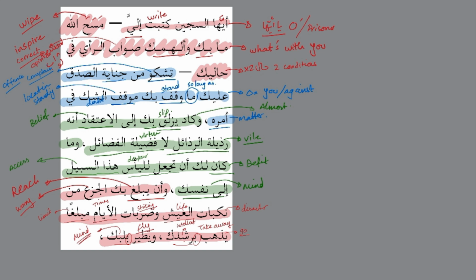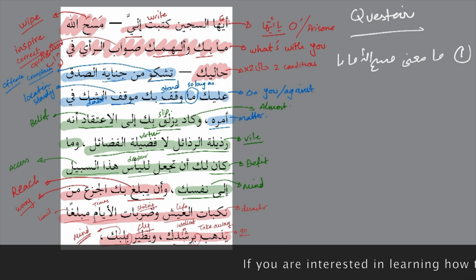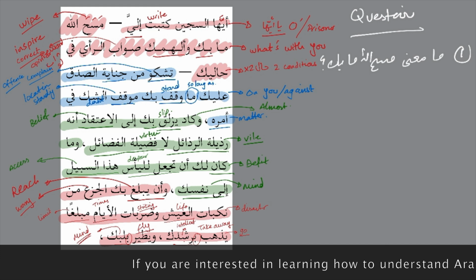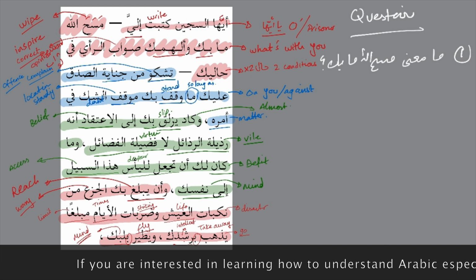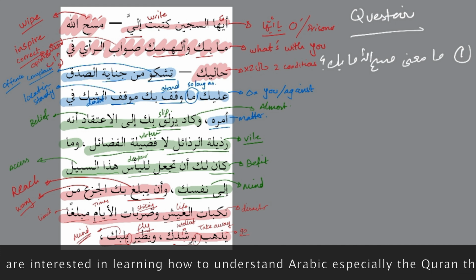All right, so let's have a go at some questions then. So what kind of questions can we come up with here? So for instance, you might want to say, ما معنى, what does it mean, ما معنى مسح الله ما بك؟ What does it mean مسح الله ما بك؟ معنى مسح الله ما بك أن يذهب الله ما بك من المشاكل أو من المصائب.